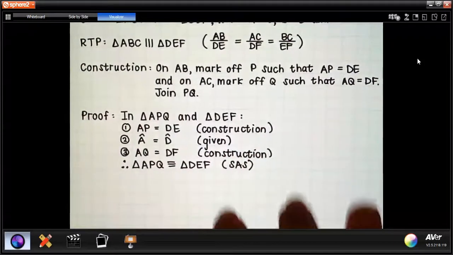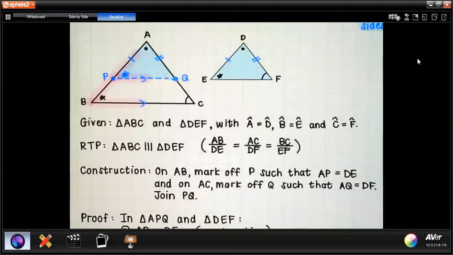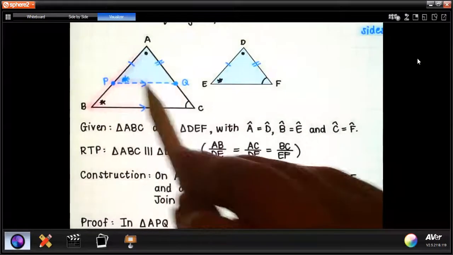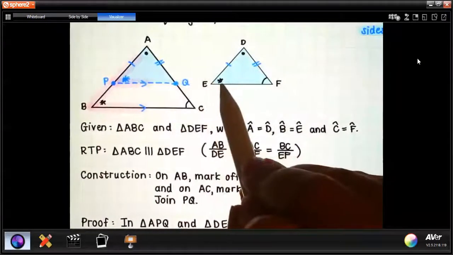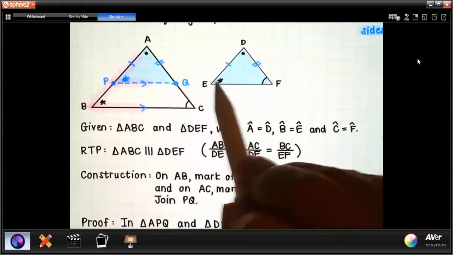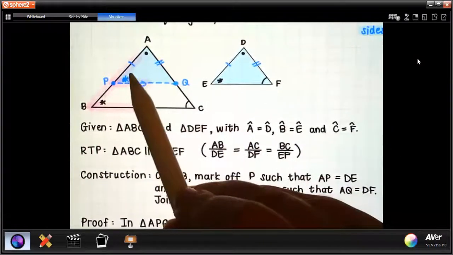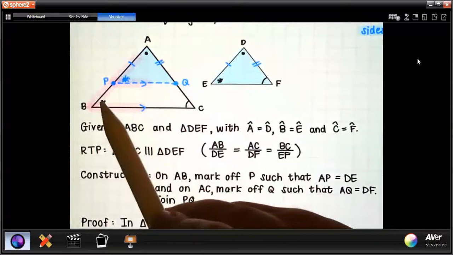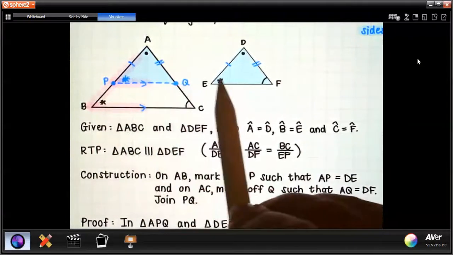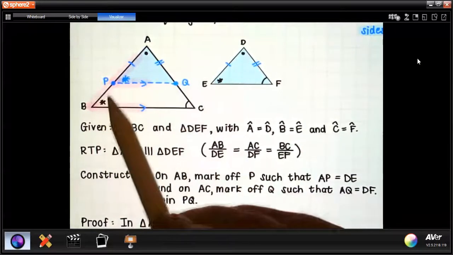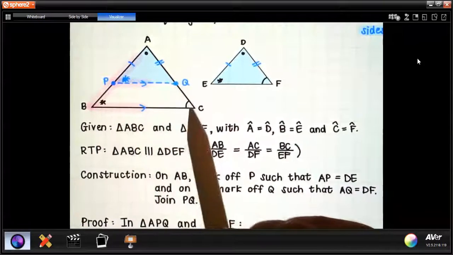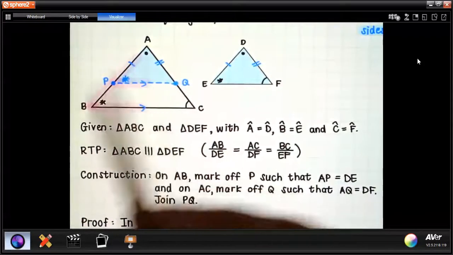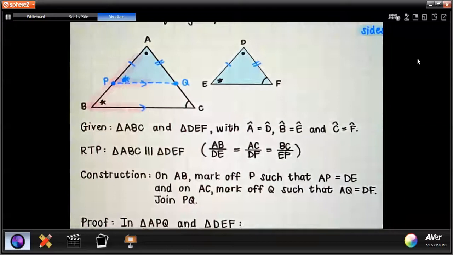Okay, so now we've proven that they're congruent. Now we're going to say angle APQ is equal to angle E because of congruent triangles, but that means that angle APQ is equal to angle B because these two are equal as well. Therefore, PQ is parallel to BC because of this F shape here, because of corresponding angles being equal.